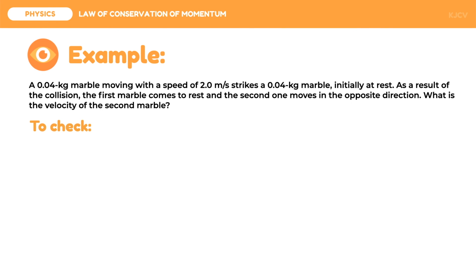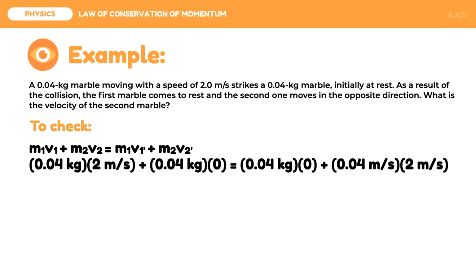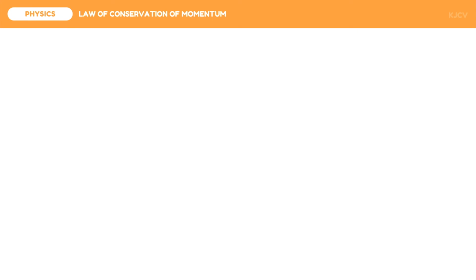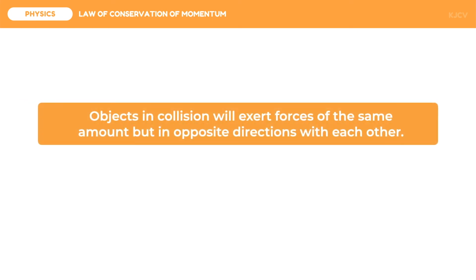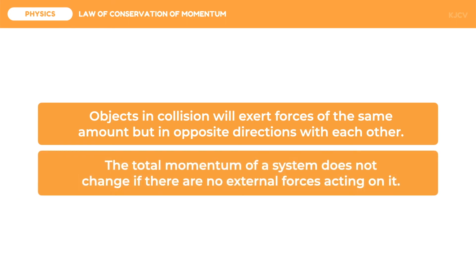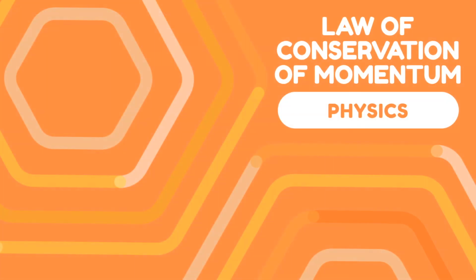To check if the momentum is conserved, we can use the expanded version of the conservation of momentum formula. Plugging in the values, we would have 0.08 kilogram meters per second as the momentum of the system before and after the collision. To wrap it up, let us review the following key points. Objects in collision will exert forces of the same amount but in opposite directions with each other. And the total momentum of a system does not change if there are no external forces acting onto it. And that ends our discussion on the law of conservation of momentum.